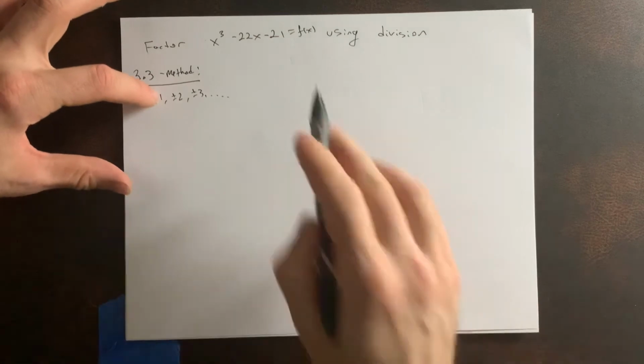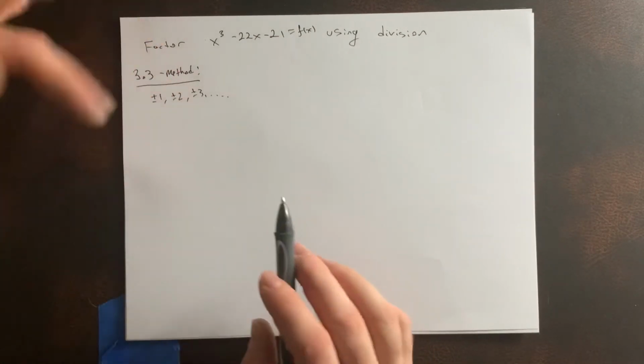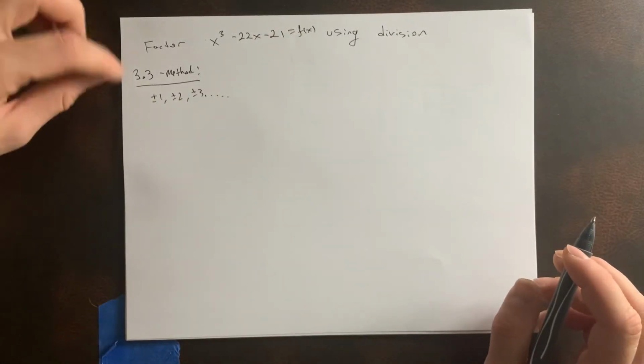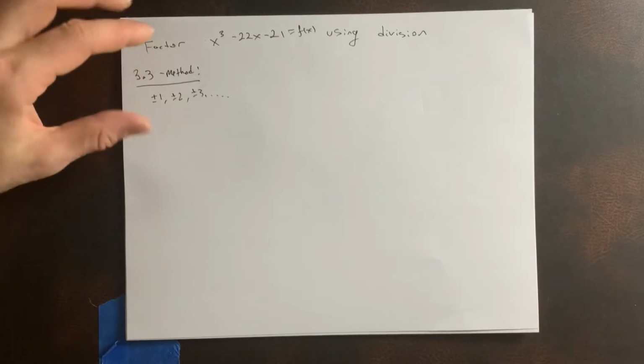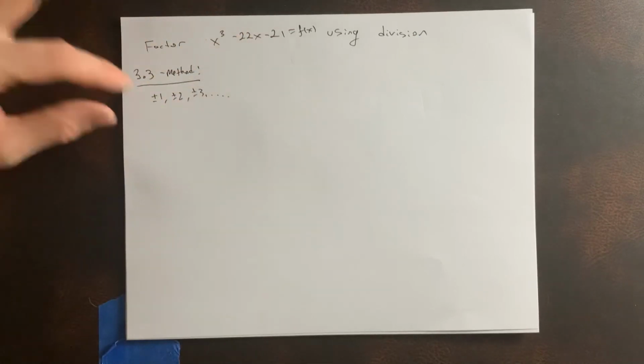We're going to start with 1, plug it in, see if we get 0. If we don't, we're going to move on to -1. And if we don't, we're going to move on to 2. But eventually we're going to get it. It's not going to take too long, just because of the way these problems are set up. We'll explain why we're doing this in a second, but this is just the first step into factoring something like this by using division. So let's start with 1.